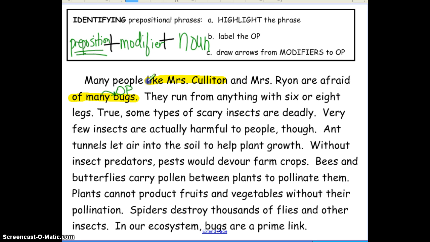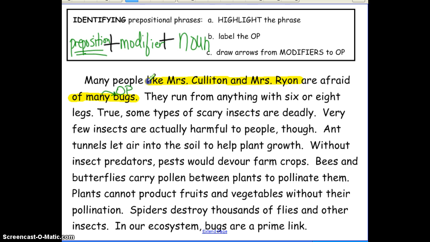Very good. Now we hit a conjunction. We hit an and. If there's an and after there, we want to see, is there something else that's like Mrs. Culleton? Like Mrs. Culleton and Dylan? So we have two nouns in this sentence. So if we have two nouns in this sentence, we have to label them both with what job?